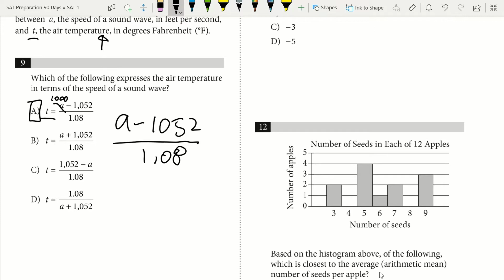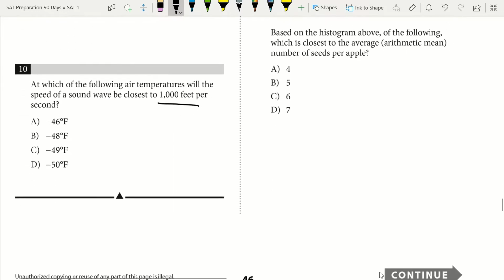That's going to give us negative 52 all over 1.08. And that will give us negative 48.14, which is really negative 48.15 when we round. So we got negative 48.1, that's going to round to negative 48. Our answer there is going to be B.